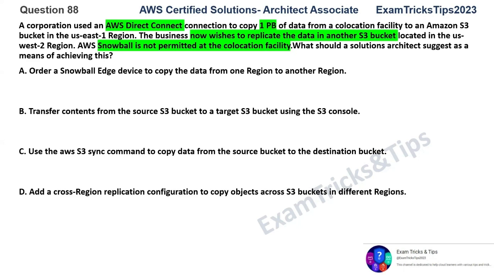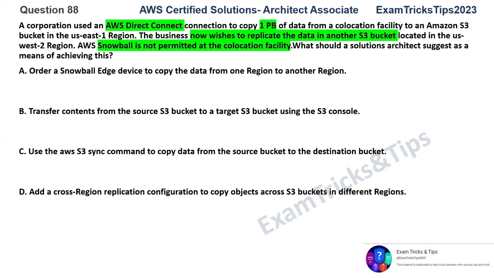You have some data in an S3 bucket in a particular region. You need to copy it across to another region. And that's where cross-region replication comes into the picture. We can also see option D is covering this particular option, and that's the answer according to me. Let's look at the other options to see why they're incorrect.